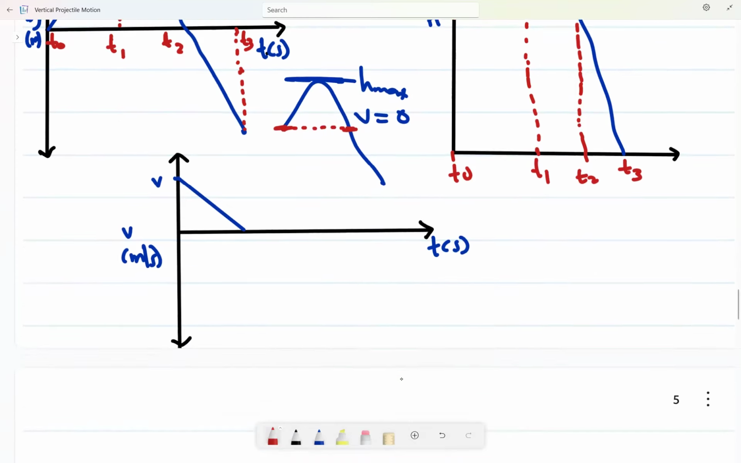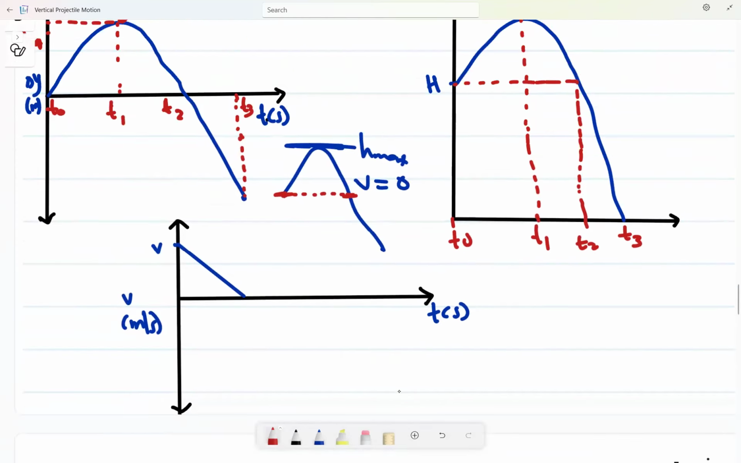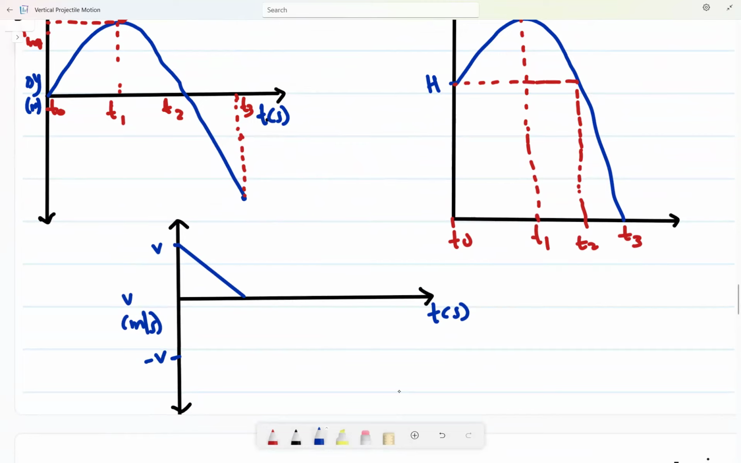Now, as I was discussing, here the velocity will be 0 at the maximum height. Then after that, it will go back to the original velocity, but in the opposite direction. So it will move from here to there in the opposite direction. Can you see what I've just drawn here? It goes from A, B, C, D.